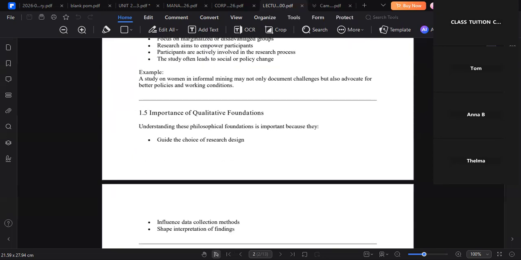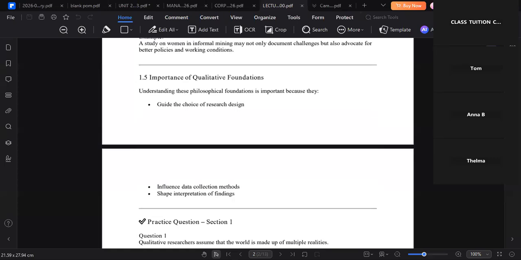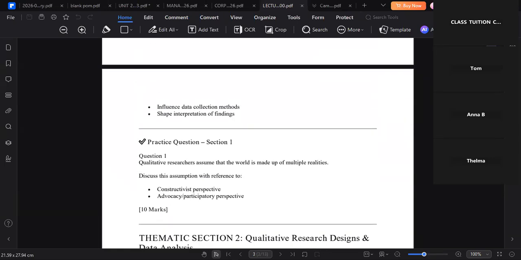So the importance of having qualitative foundations is that they help us understand some philosophical foundations, and they're important because they help us guide the choices of the research design. They help us influence the data collection methods and also shape the interpretation.